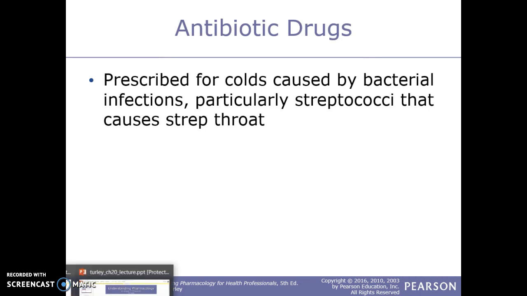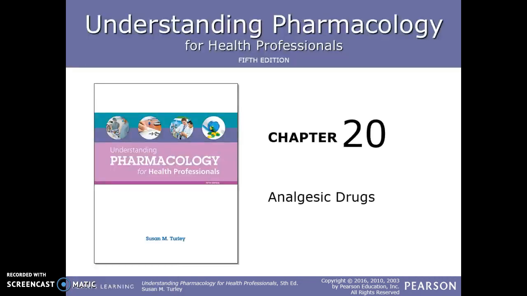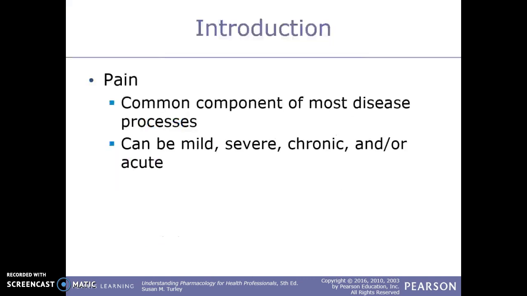Now, chapter 20 is going to be all about analgesic drugs. And analgesic drugs are drugs for pain relief. So it can be for mild pain, severe pain, chronic pain, acute pain. They're going to talk a little bit about the differentiators for that. So what's the difference between mild, severe, chronic, and acute?